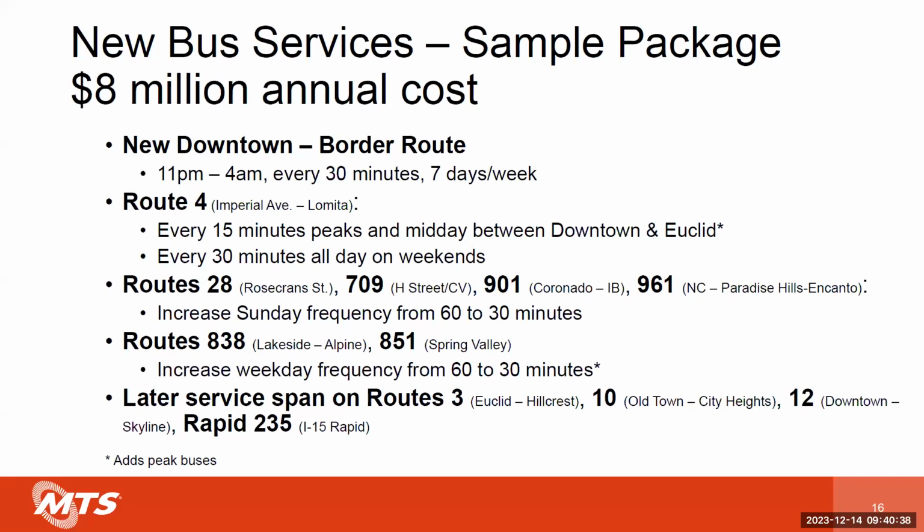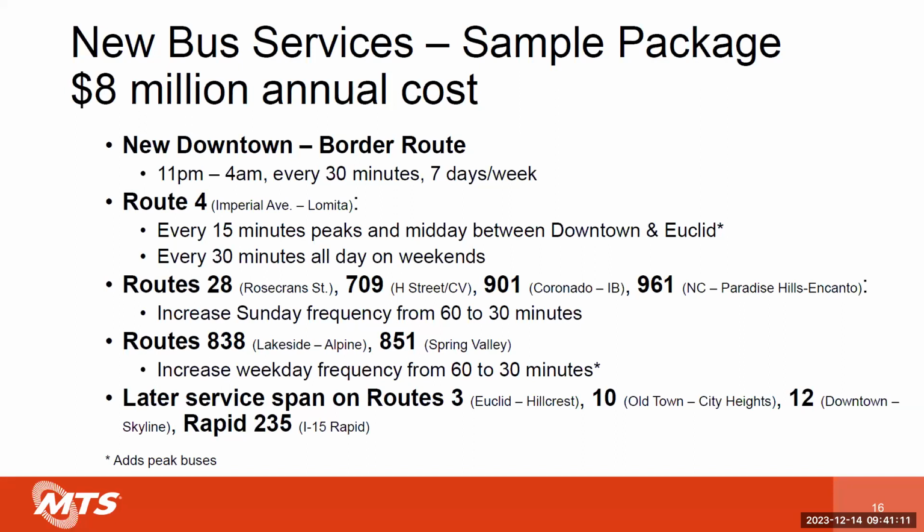We also looked at other 60-minute frequencies that we have out there, and we're proposing to bring those up to 30 minutes. That's several routes on Sundays, including Route 28 on Rosecrans, Route 709 on East H Street, Route 901 along the Silver Strand, and Route 961 between National City and Encanto. There are a couple weekday routes that are currently at 60-minute frequencies we're proposing to bring up to 30 minutes, and that's Route 838 between Lakeside and Alpine, and Route 851 between La Mesa and Spring Valley.